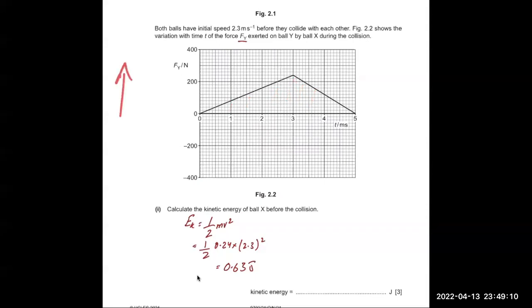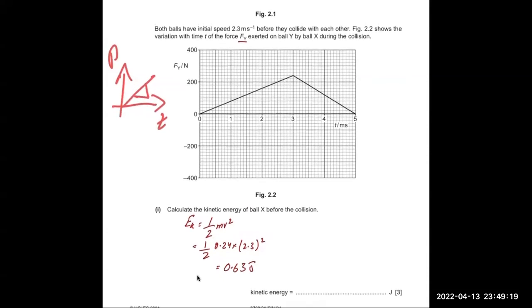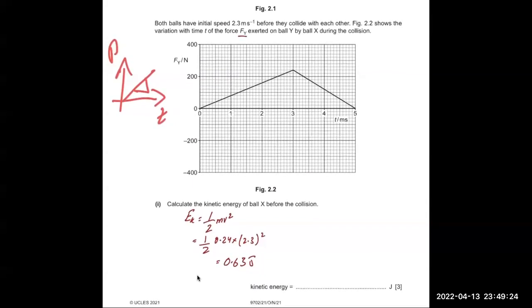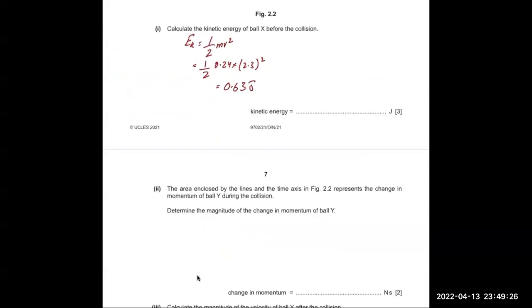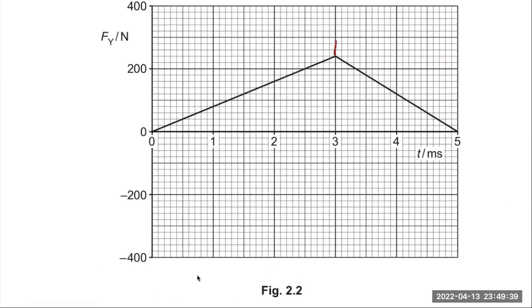For a momentum-time graph, the gradient of the graph represents the net force or the resultant force. Yes, F is equal to delta P over delta T. Force is rate of change of momentum. So they want you to calculate the change in momentum, and they've said that you need to find out this area over here. So this is basically a triangle. You need to find out the area of a triangle with the height of that triangle being this.